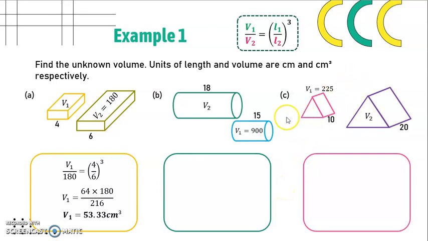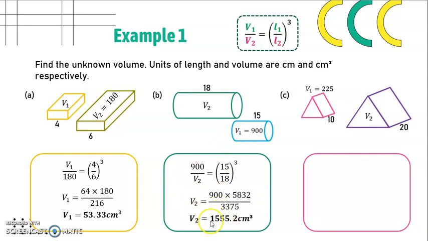I believe you have done these two already, so let's check your work. In this case, the missing volume for question B is V2. You insert the information into the formula, and then you'll get V2 to be 1555.2 centimeter cube.